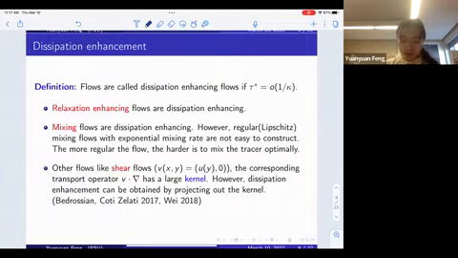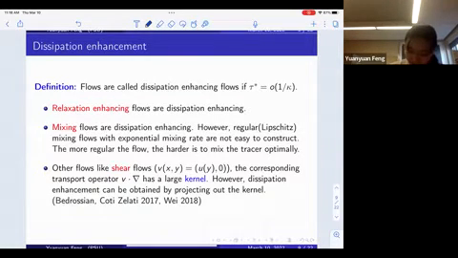The more regular the flow, the harder it is to mix the tracer optimally. But there are some other flows, like shear flows, which may be time independent and are very easy to construct. For these shear flows, the corresponding transport operator V dot gradient has a large kernel. However, dissipation enhancement can also be obtained by projecting out the kernel. Some results can be found in the work of Bedrossian, Coti Zelati, and Wei.